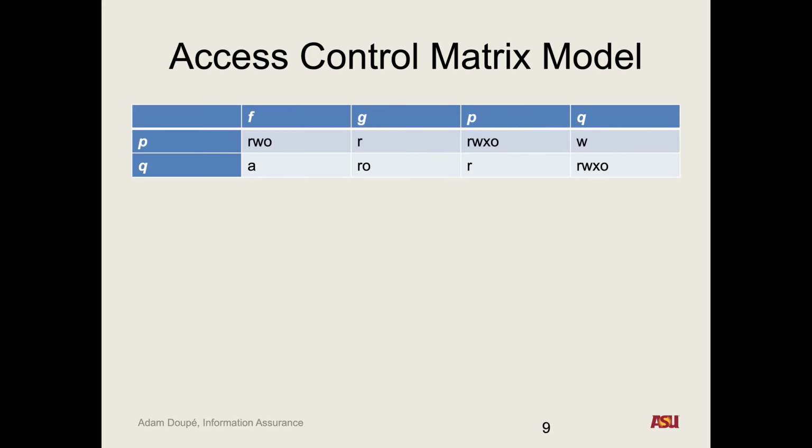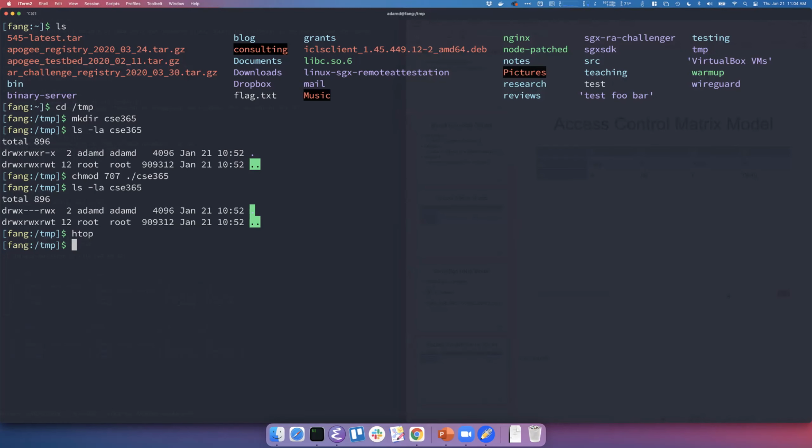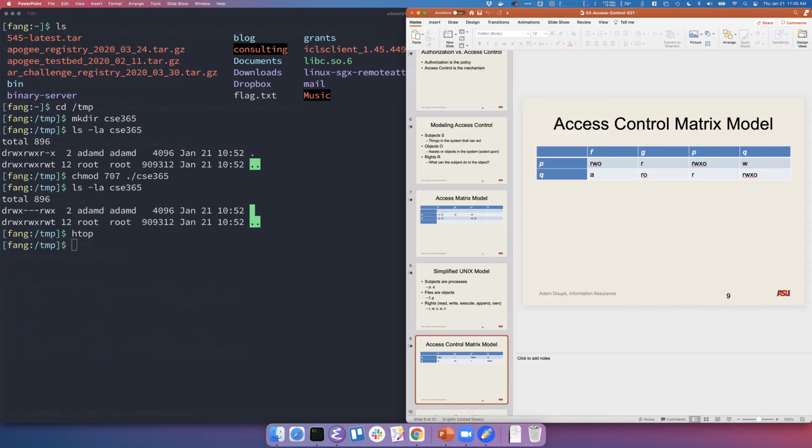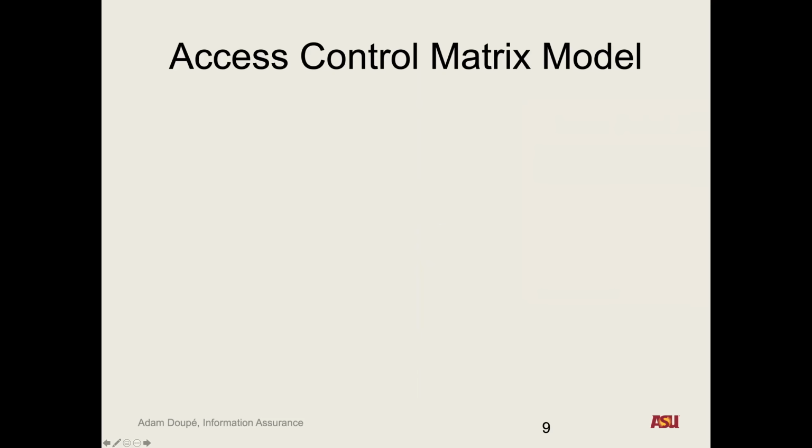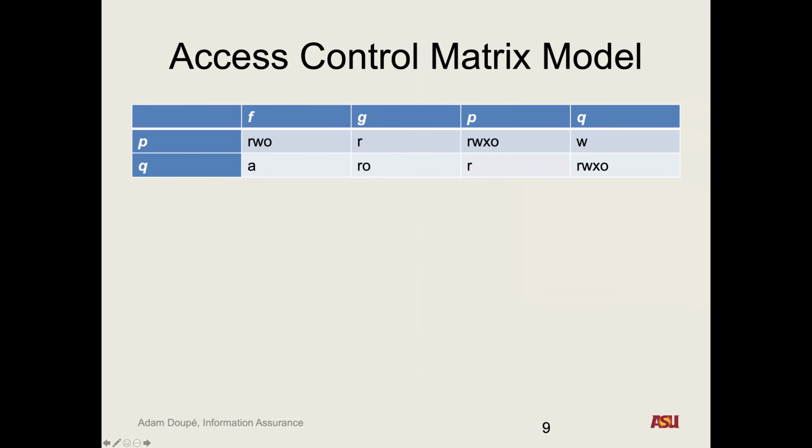Yes, and actually, if we go back, that's this first part here when we do ls -la. This tells me that the current directory, which is CSE 365, is owned by Adam D, but the parent directory is owned by root. We'll get into exactly what all these things mean. We don't need to do that here. We're just going over a very simplified model.